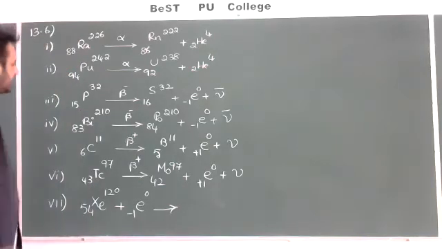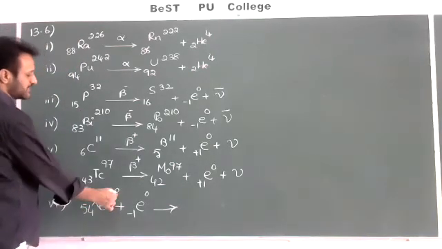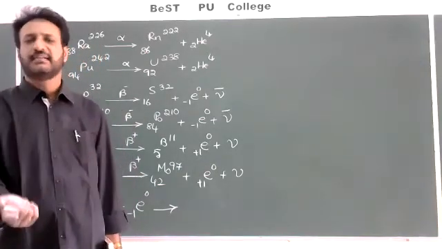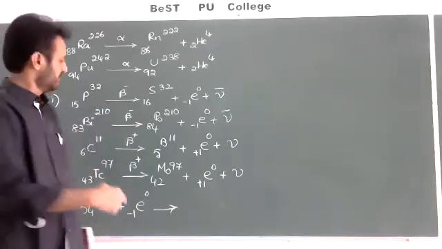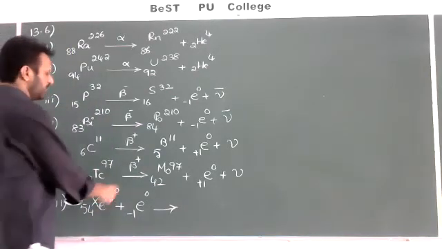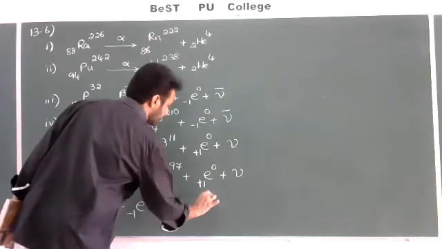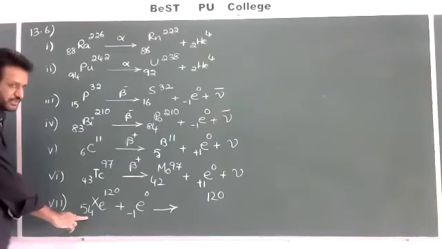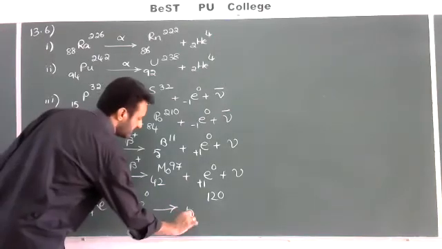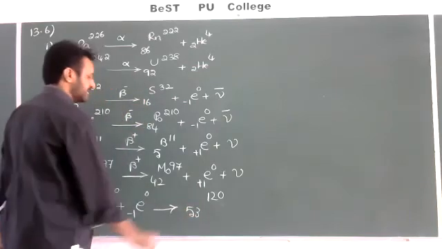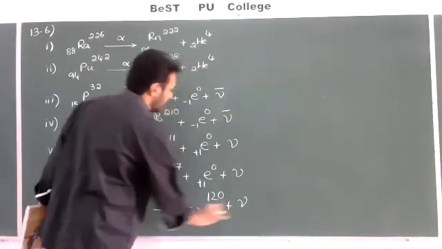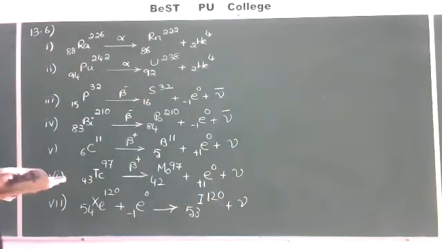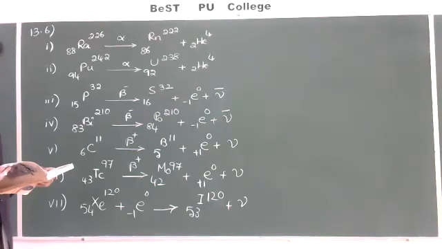Last, xenon, atomic number 54, mass number 120. Instead of releasing a beta minus or beta plus particle, it is absorbing or capturing one electron. Then what will happen? No change in mass number, write 120 as it is. But what happens to the atomic number? Here 54 minus 1, you should write 53. Plus you should write one neutrino. That is iodine. That is only electron capture they are asking about here.